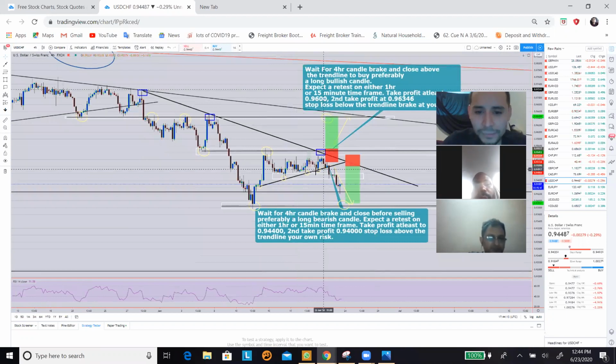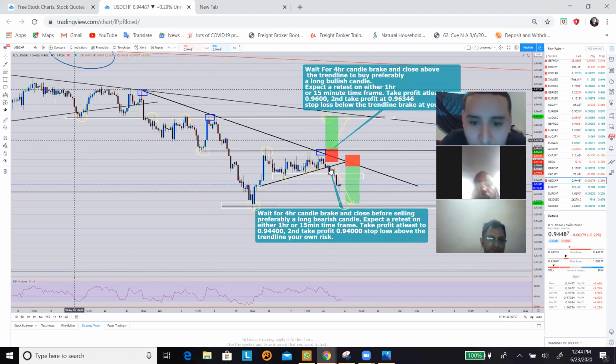Check this out, guys. What did I say? Off of this area, what? Wait for a down candle to break and close before selling, preferably a long bearish candle. We got it. Long bearish, right? Expect a retest on either the 1 hour or the 15-minute. Definitely.